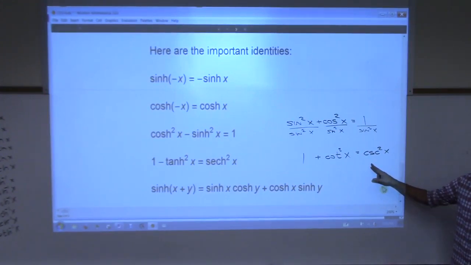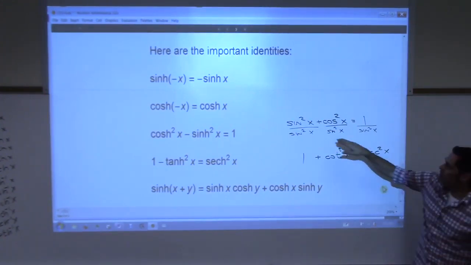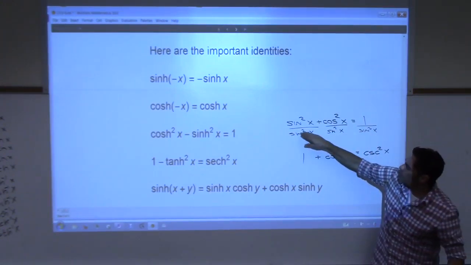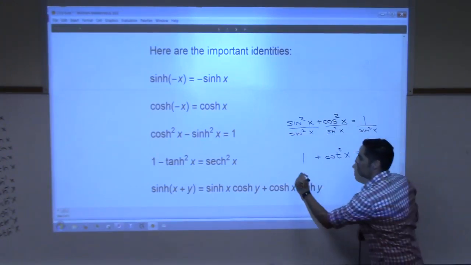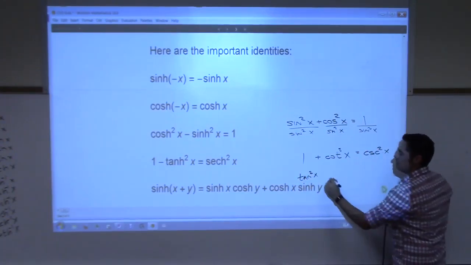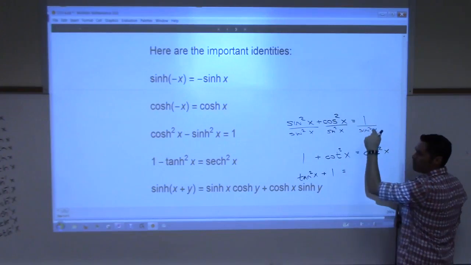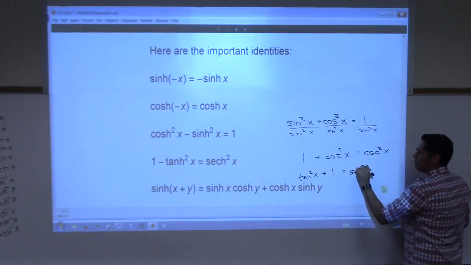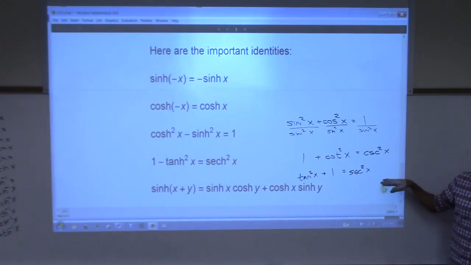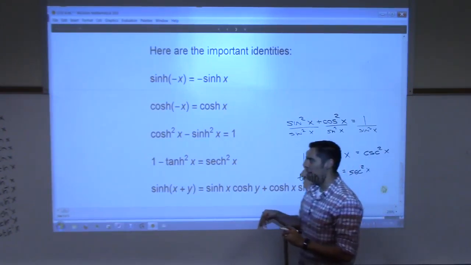And how do you think I get the other one? Divide everything through by cosine squared. So what would sine over cosine squared be? Tangent squared x. What would cosine over cosine be? That would be 1 equals 1 over cosine, which would be secant squared x, right? So those are the 3, and that's how you get them. So with that, how do you think you could get this?